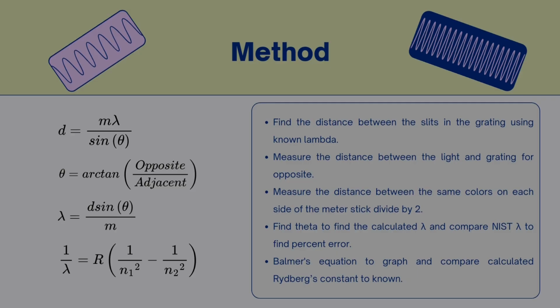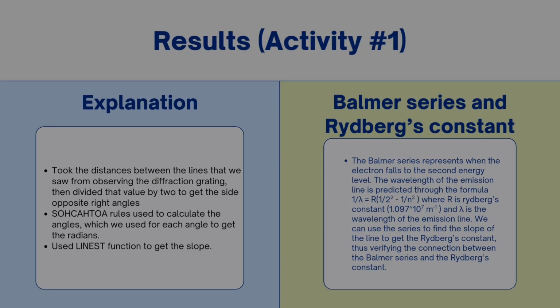Then we can use theta to find lambda, the wavelength, for Balmer's equation, which Romani also explained. We can use the left side of the equal sign as our y-axis, and the right side, excluding Rydberg's constant, as our x-axis, so that we can compare Rydberg's constant to the slope that we find in our results. Here we have some explanations of the Balmer series and Rydberg's constant, which we covered previously in this presentation.